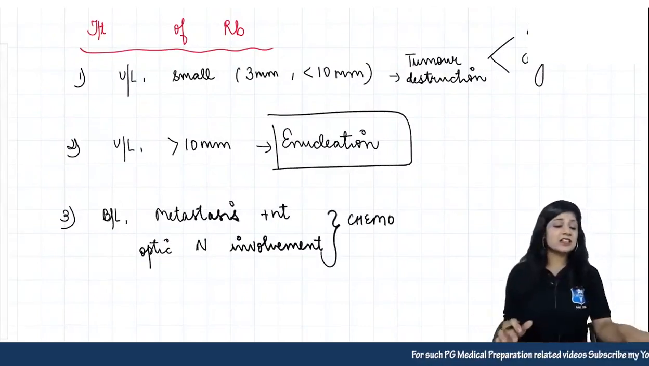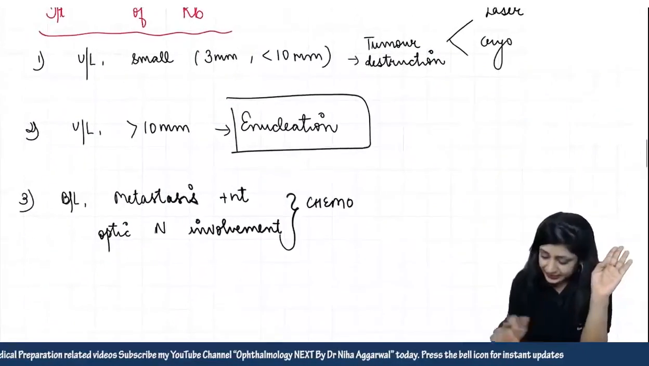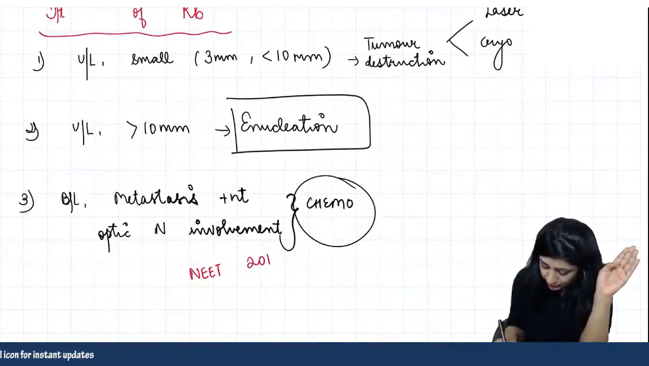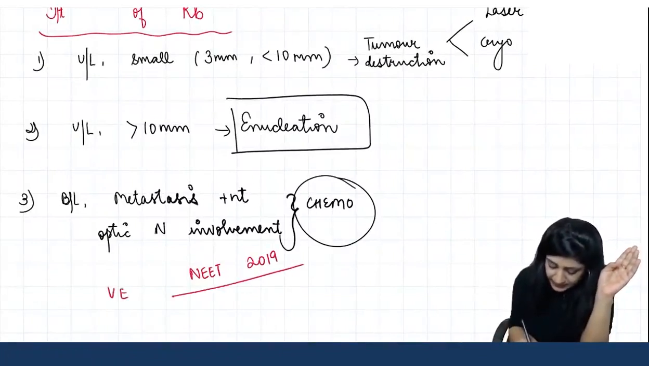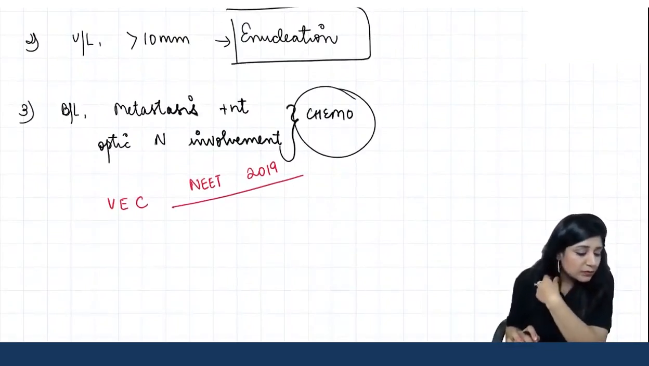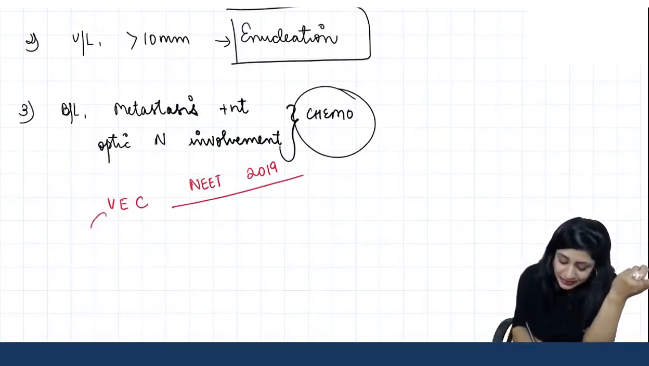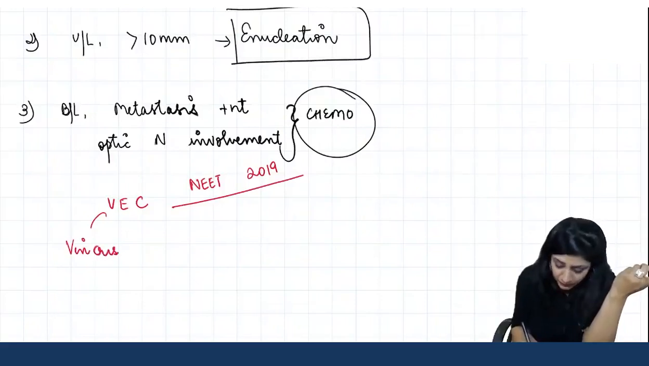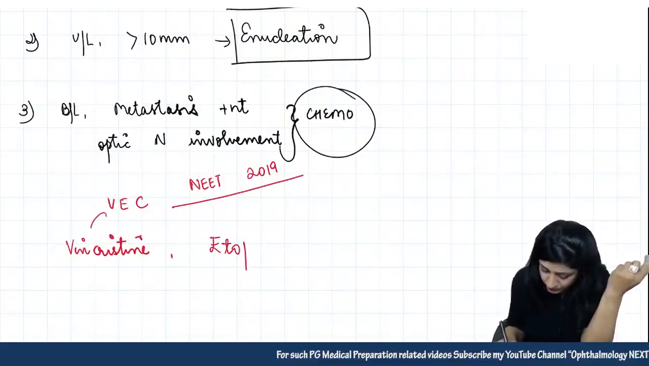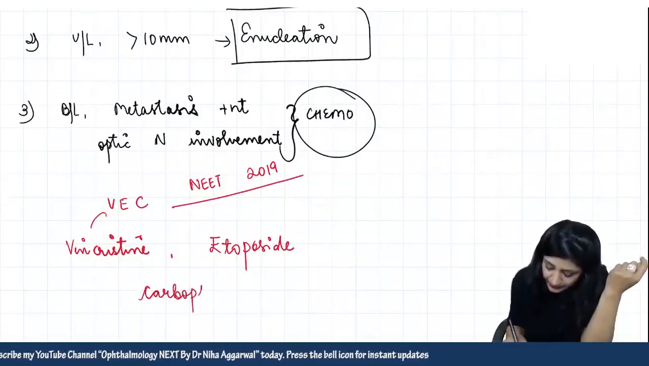So, Lavish, I think this is the simplest flow chart for the treatment. And what is the chemo? Chemo was asked in NEET 2019. What is the chemo that you have to give? It is the VEC regimen. Who will tell me the VEC regimen? Moin, you have to tell me the name of the regimen. VEC means vincristine, then etoposide, and carboplatin.